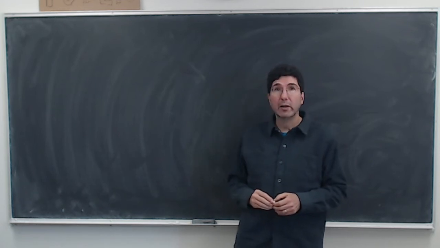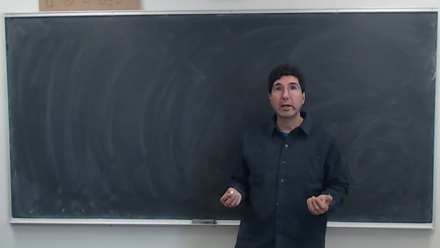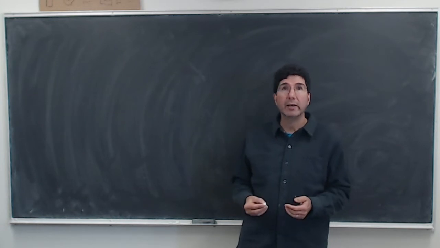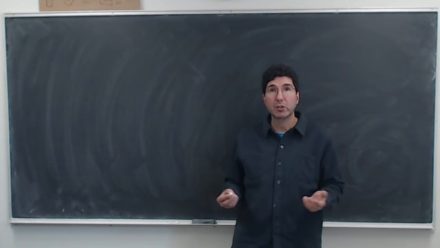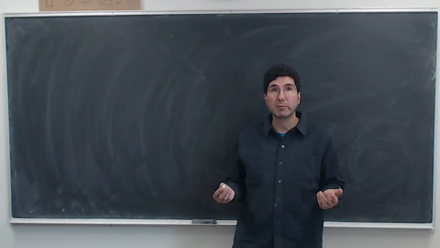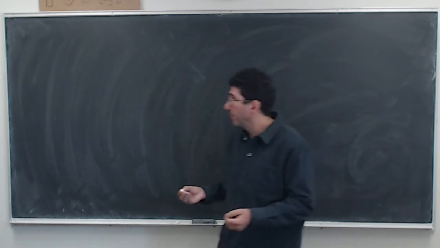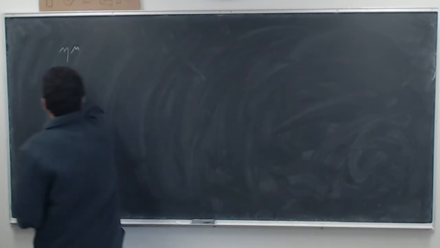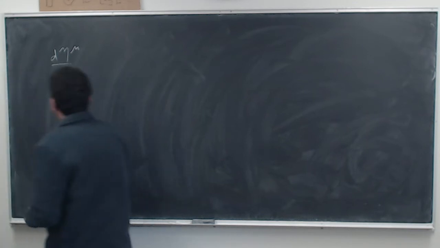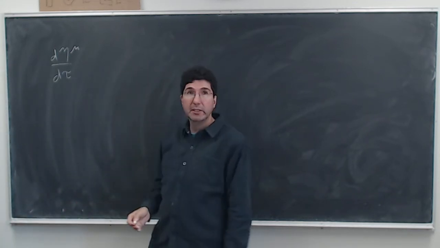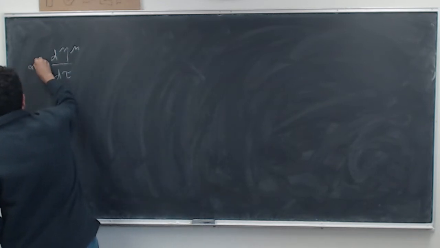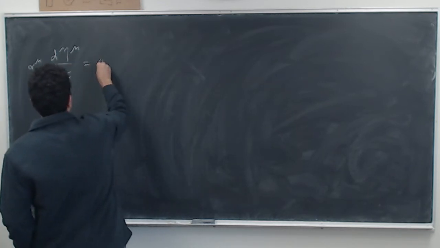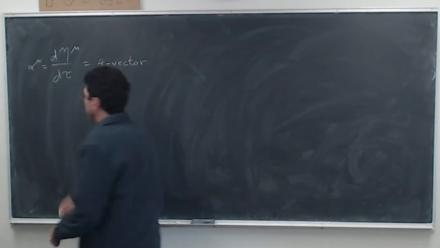All right, now we want to talk about acceleration. We saw how to describe the velocity of a particle in terms of a 4 vector, the 4 velocity, and now we want to describe the acceleration in terms of a 4 vector, the 4 acceleration. And you can probably already guess what the definition will be. So we start with the 4 velocity, eta mu, and then we differentiate that with respect to the proper time, okay? And that is guaranteed to be a 4 vector, which we call the 4 acceleration, okay?